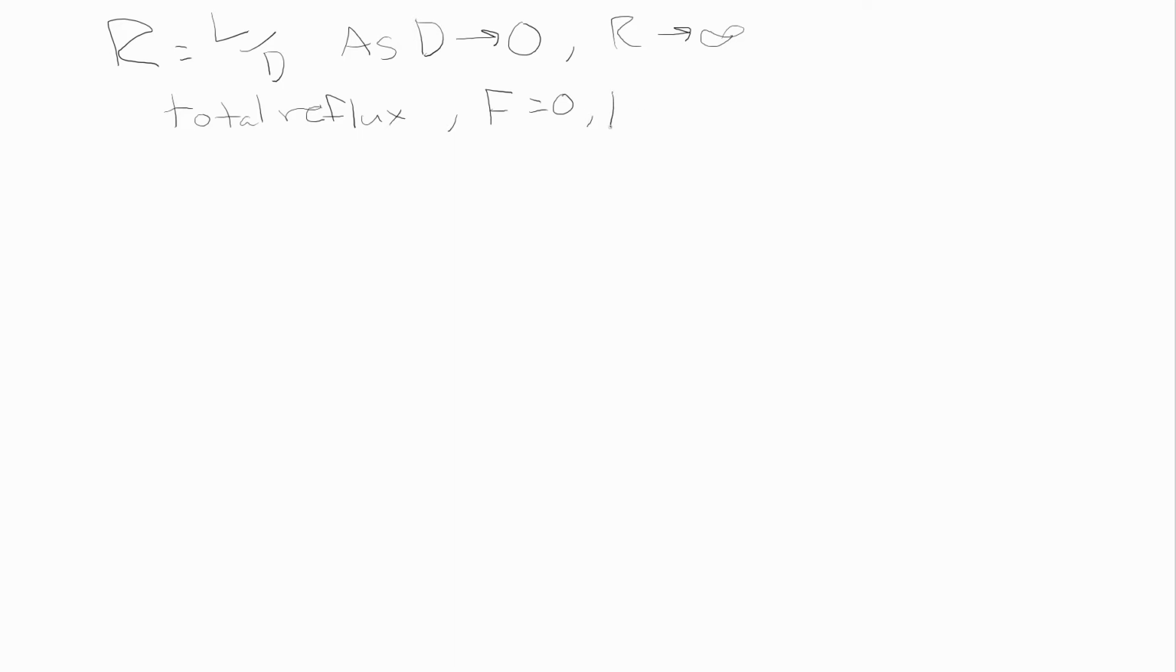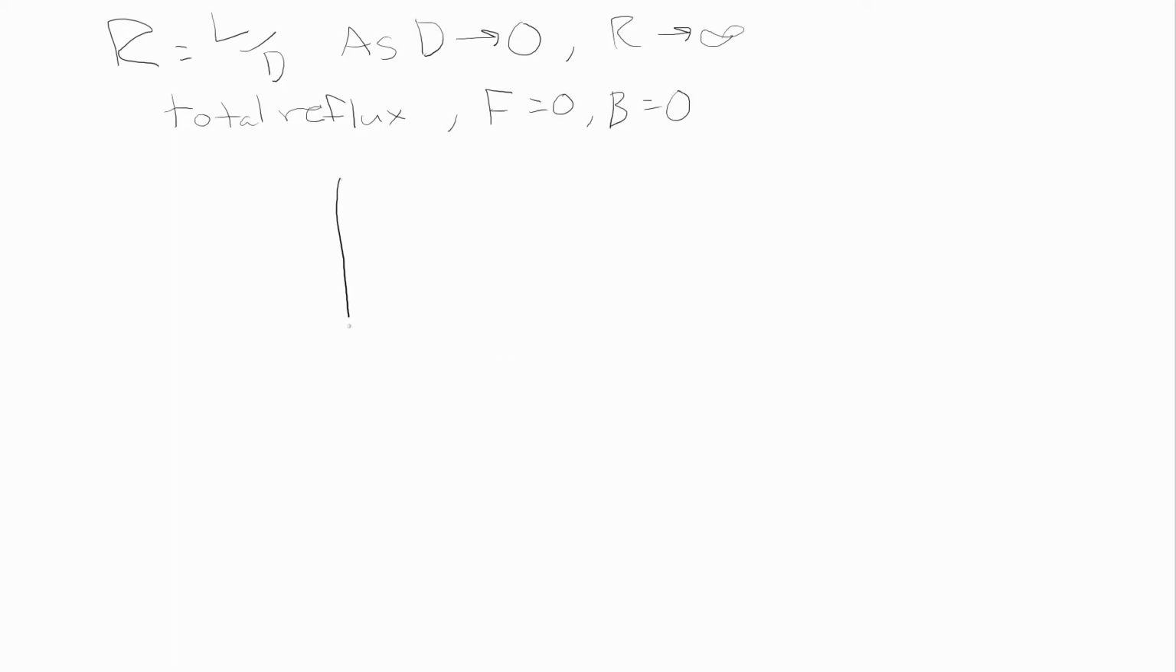At an infinite reflux ratio, so recall R equals L over D, which means that as D approaches 0, R goes to infinity. And so this is the situation that we call total reflux. And if D is equal to 0, then we also have F equal to 0 and B equal to 0. In other words, there's nothing entering or being taken out of the column. We just have the fluid in the column being continuously recycled.